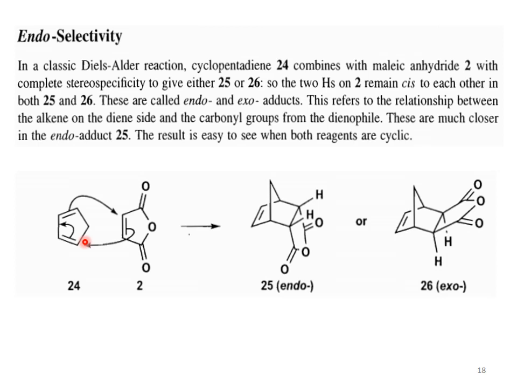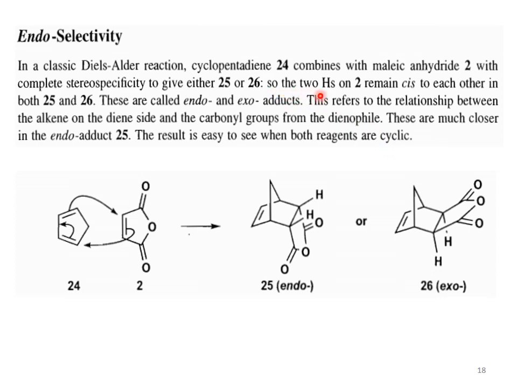These are called endo and exo adducts. This is the endo adduct, this is the exo adduct. This refers to the relationship between the alkene on the diene side and the carbonyl group from the dienophile. See, when this diene reacts with this dienophile, a 6-membered ring is formed. The 6-membered ring is over here, 1, 2, 3, 4, 5 and 6. This is the carbon which is present in the form of a bridge. This is the sp3 carbon of cyclopentadiene. This carbon is present over here.